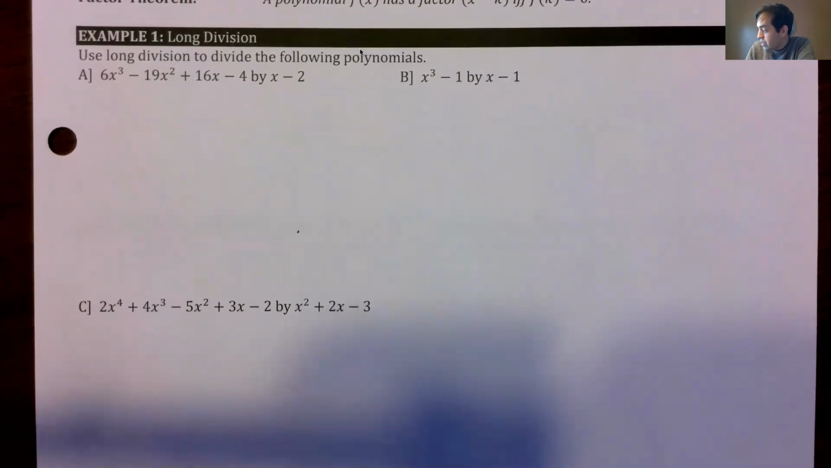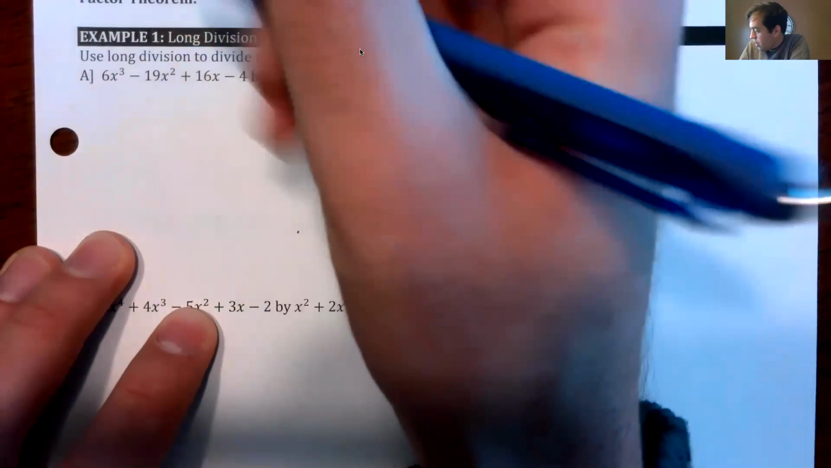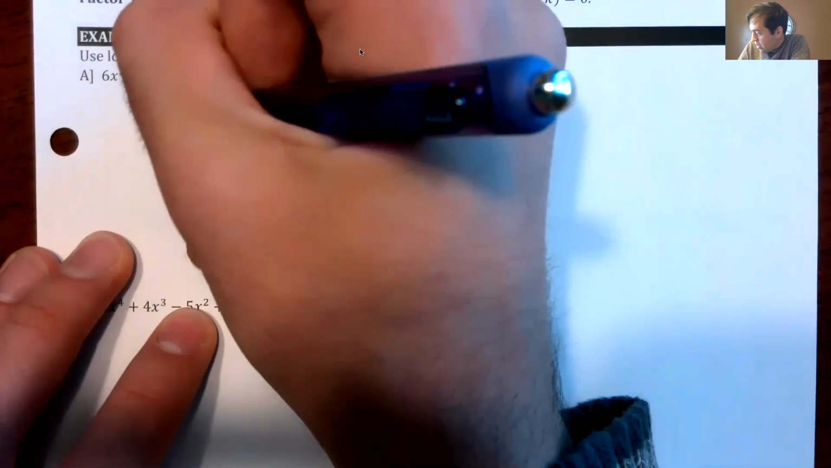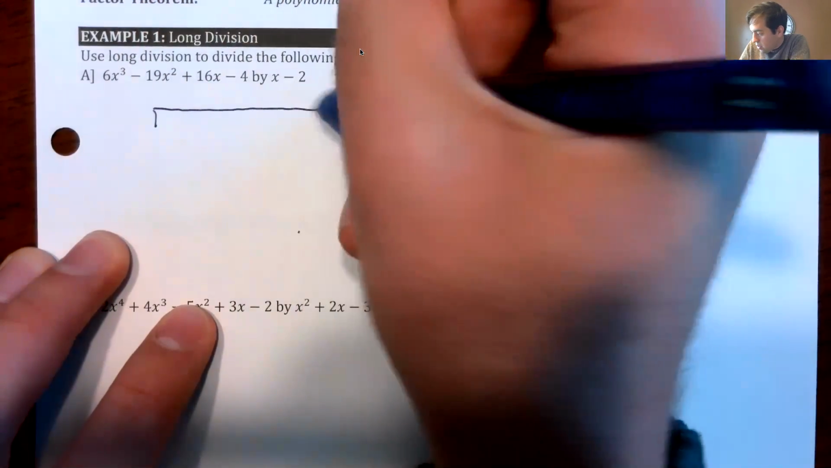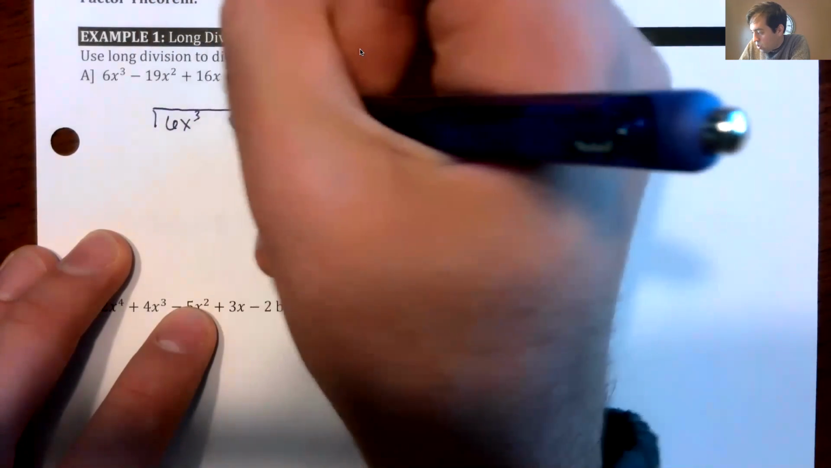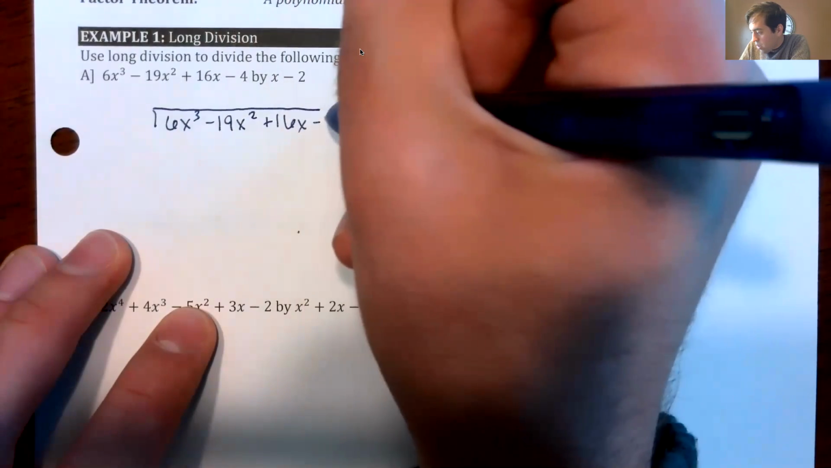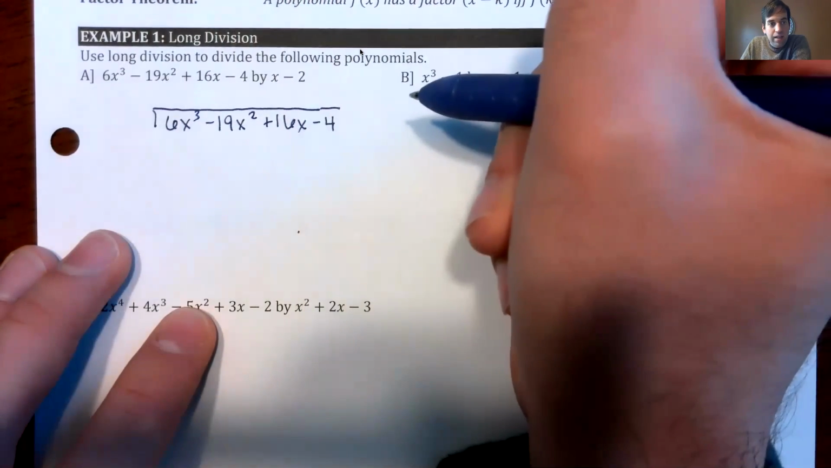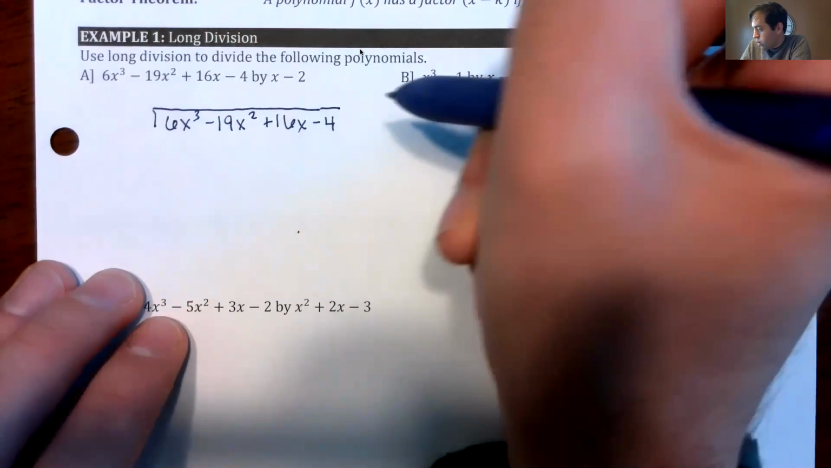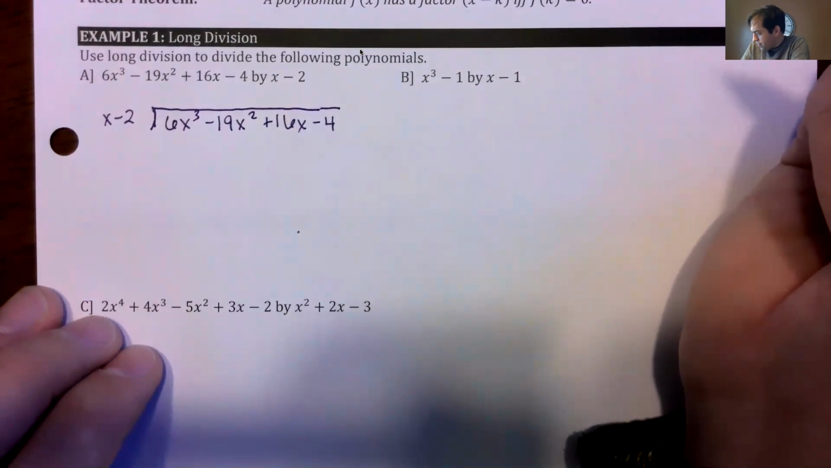We are going to write this just like we would write normal long division, except we're writing a full polynomial in here. So we're dividing by the x minus 2, but I'm going to write 6x cubed minus 19x squared plus 16x minus 4, and that's going to go inside the long division symbol. We're dividing by x minus 2, so we write that out in front like this, and then we start, okay?